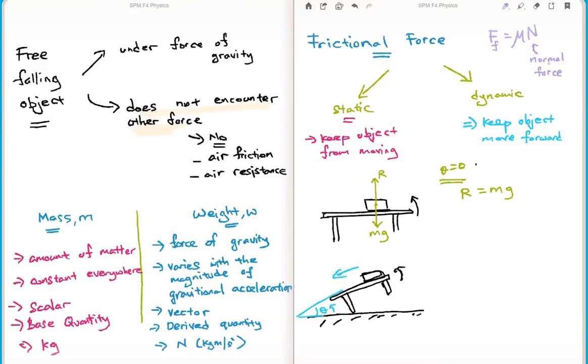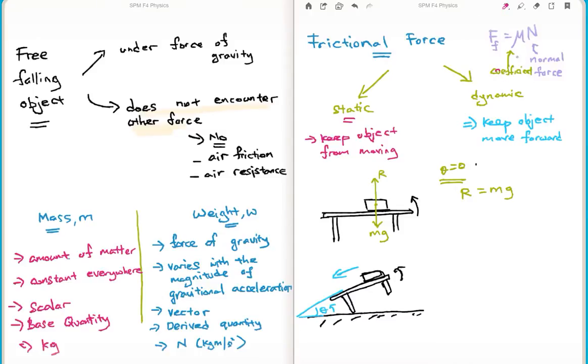Normal because it says it is 90 degrees from the horizontal. That's why it's normal in mathematics. What is S? This is mu. This is the coefficient. Different materials will have different coefficients. It describes how well the object resists moving. It's a coefficient, a constant number.